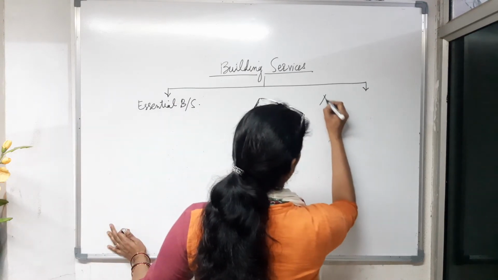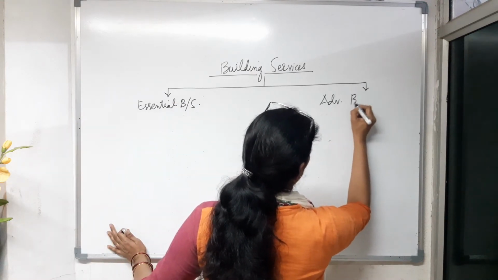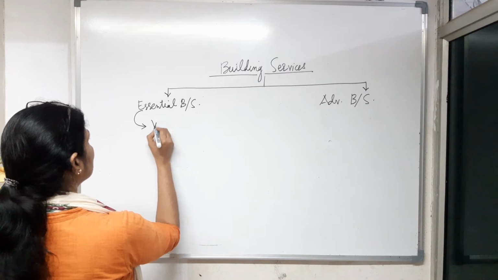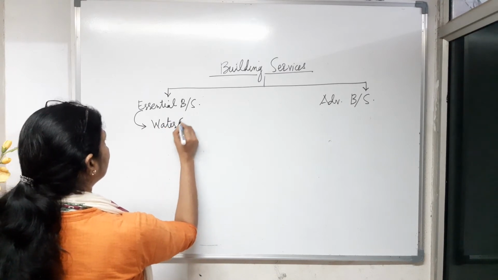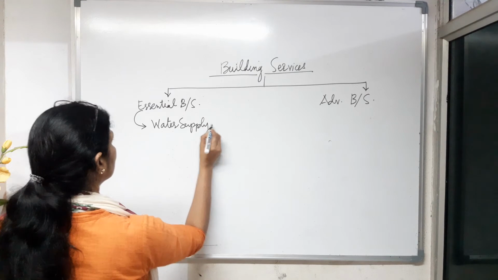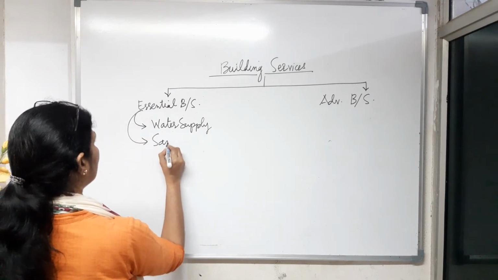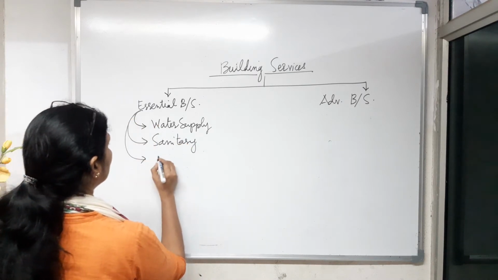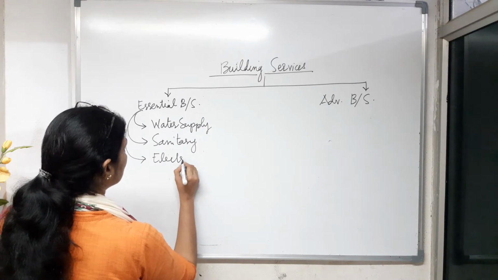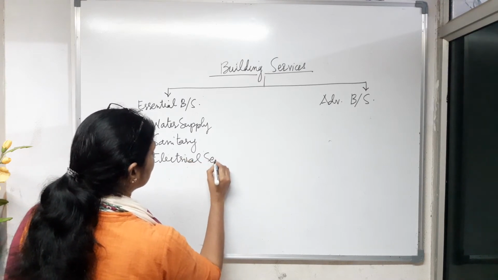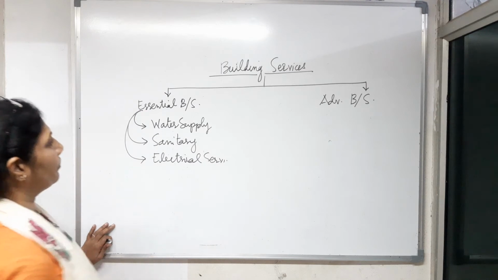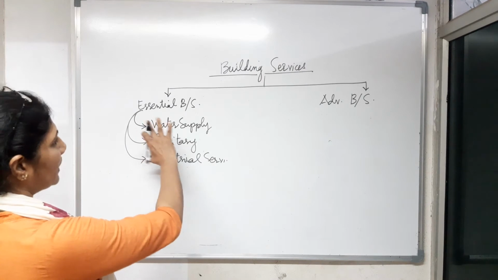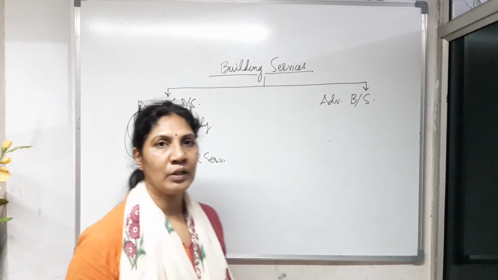and the advanced building services. Essential building services are water supply, sanitary services, sanitary engineering, and of course the electrical services. These are called essential building services because this is the basic need without which any building cannot be made functional.